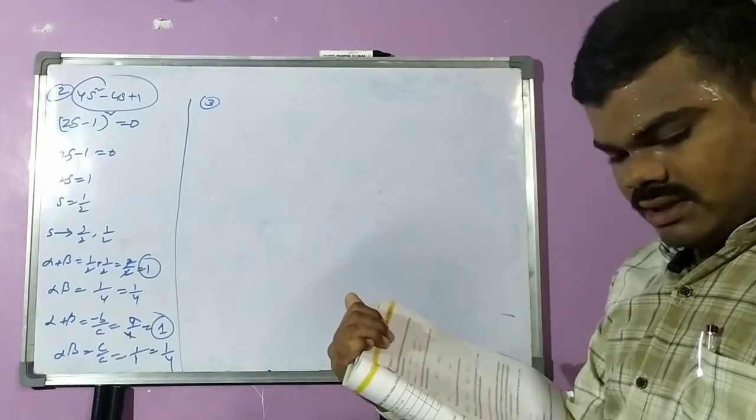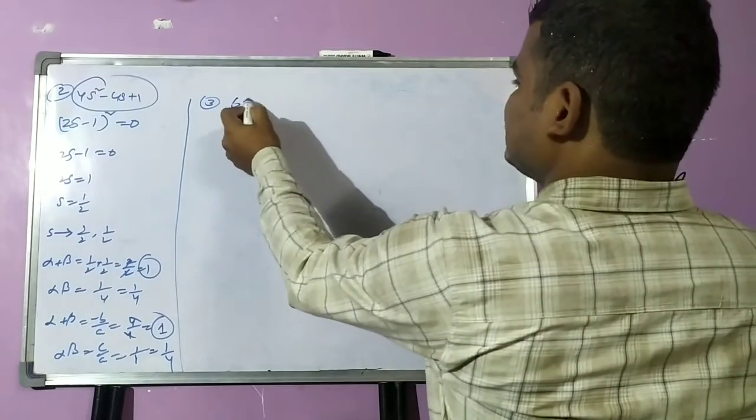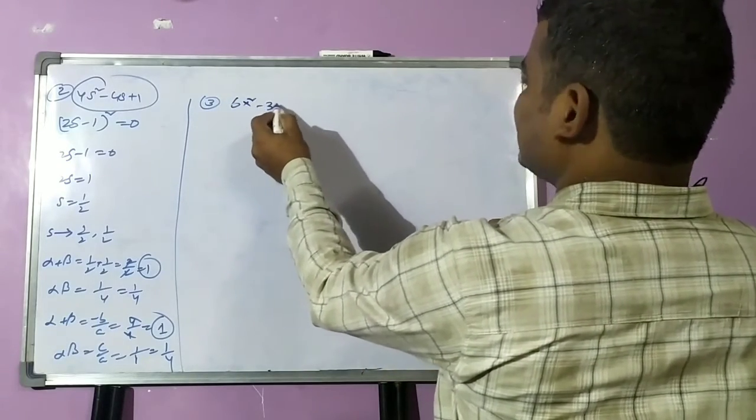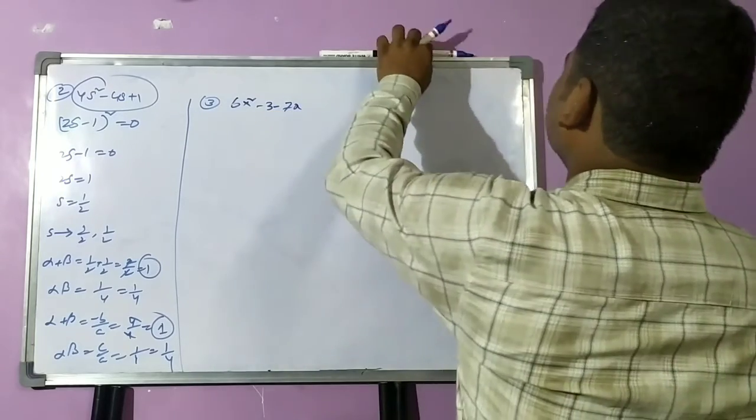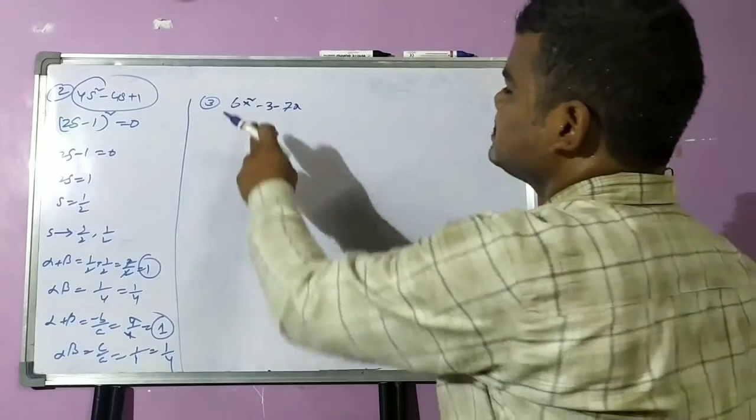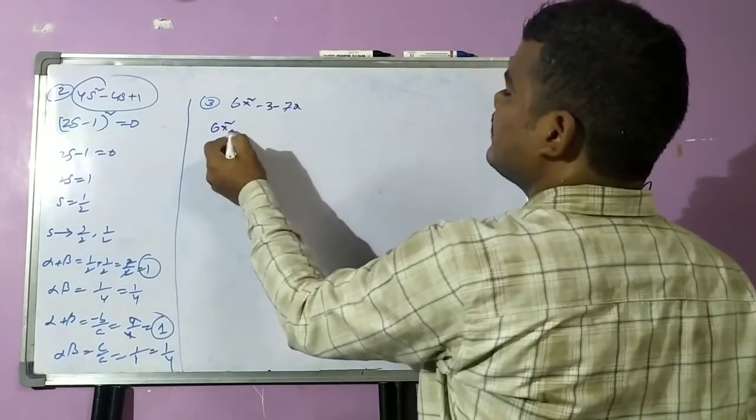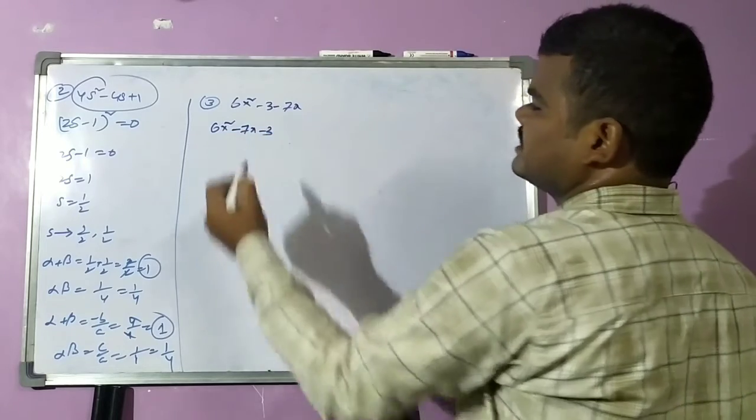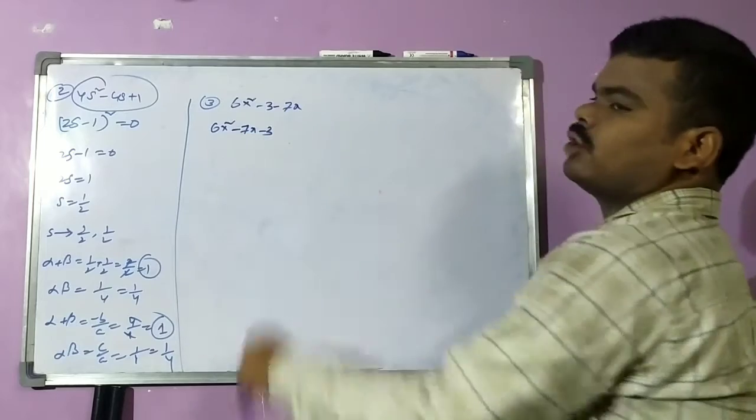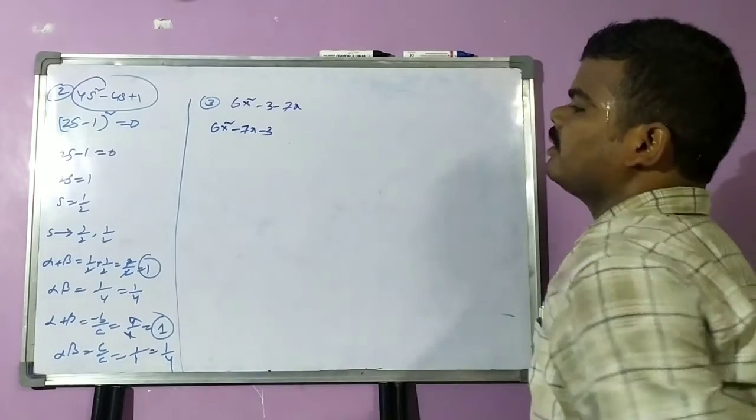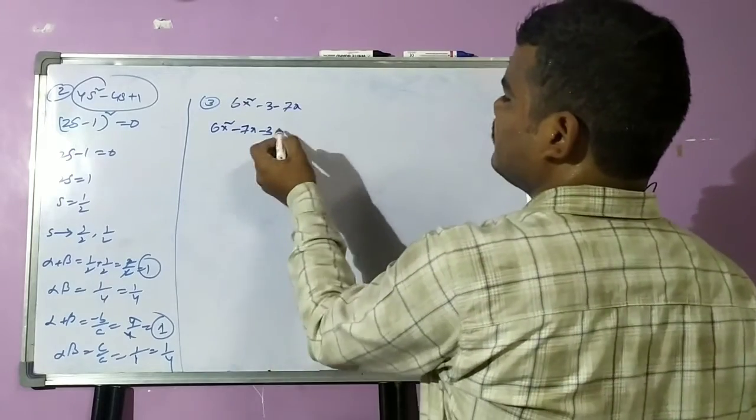6x square minus 3 minus 7x. What we are observing here means this is not in a proper way. That means 6x square minus 7x minus 3. Order of degree is 2, and order of degree is 1, and this is the constant term. This is a proper polynomial. Now, zeros of the polynomial.